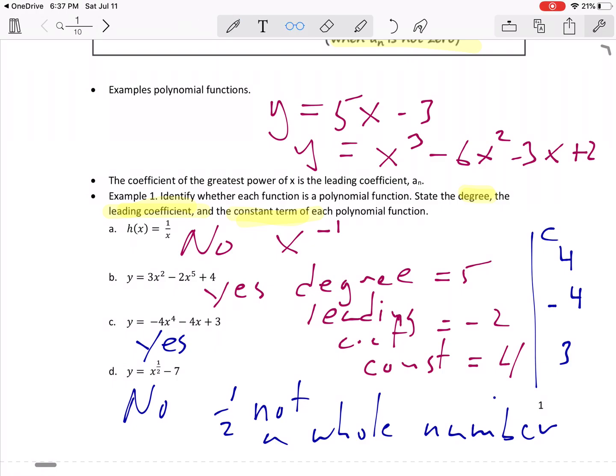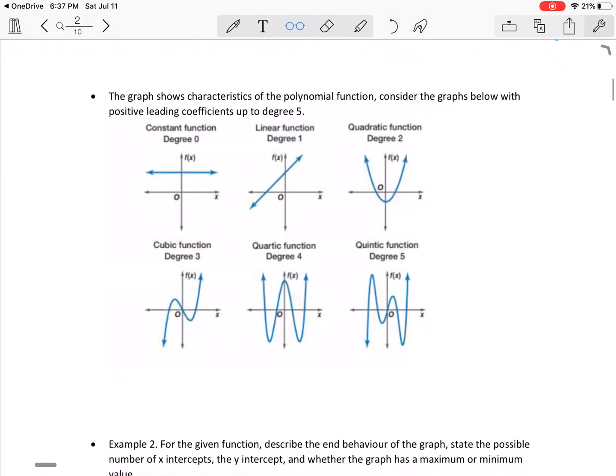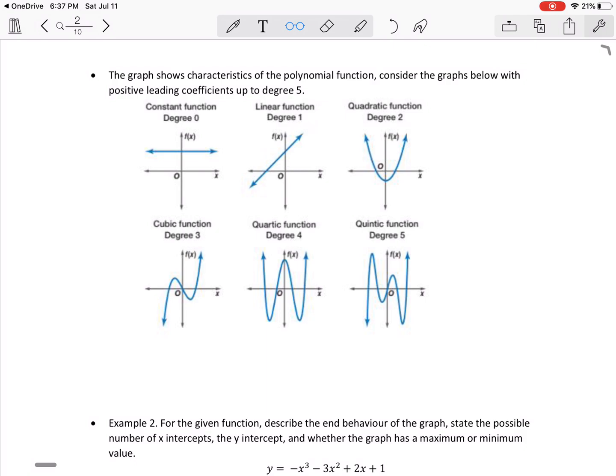Okay, let's get to the next section. So here we can start looking at the different types of shapes you can get with polynomial functions. So the first one there is degree 0. Okay, so degree 0 means that you don't have anything tied to an x term. So like this one here, an example of this would be something like y equal to 7. So that's what would get you a horizontal line. So it's pure constant.